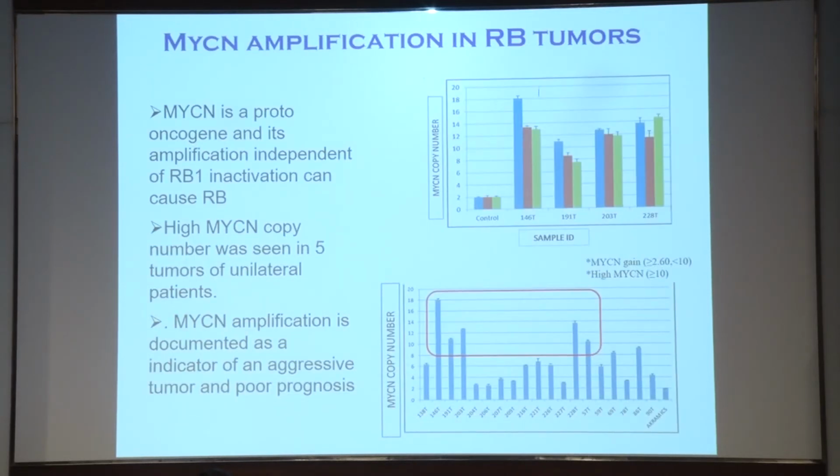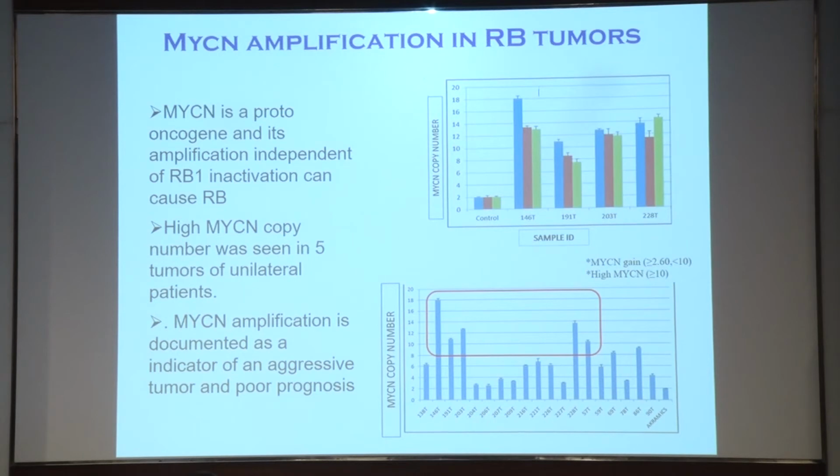The next one is the MYCN amplification. This is a proto-oncogene and its amplification is independent of the RB1 inactivation. This per se can cause RB. So the MYCN amplification, without any mutation, can cause RB. High MYCN copy numbers were seen in about 5 of our tumors of unilateral patients. Please remember, these are unilateral patients. Often we are told that unilateral patients do not pass on the tumor to the offspring, or it need not be inherited. It's not true. I'll show you examples.